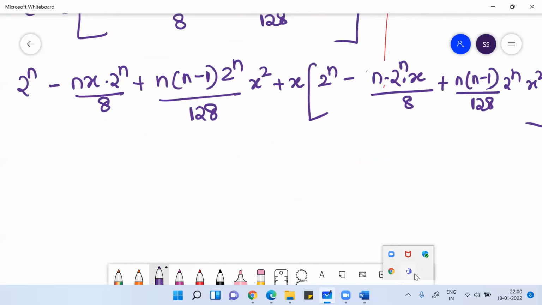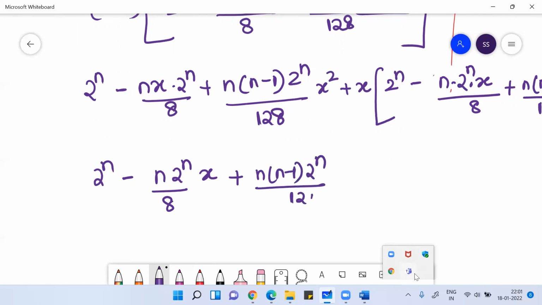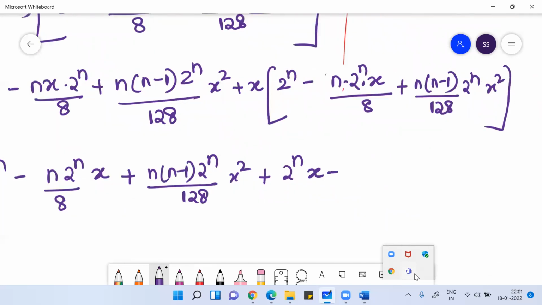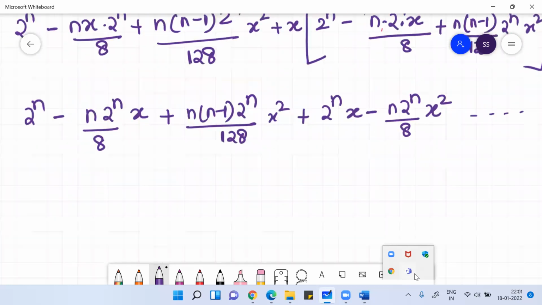So if I open the bracket, this is 2 to the power n minus n 2 to the power n x by 8, okay, plus n into n minus 1 into 2 to the power n by 128 x square plus 2 to the power n x, then minus n into 2 to the power n by 8, then this is x square, and then you will get x cube. So x cube I'm not interested in, because it's given that the maximum power of x is x square only, so I'm only interested in this.